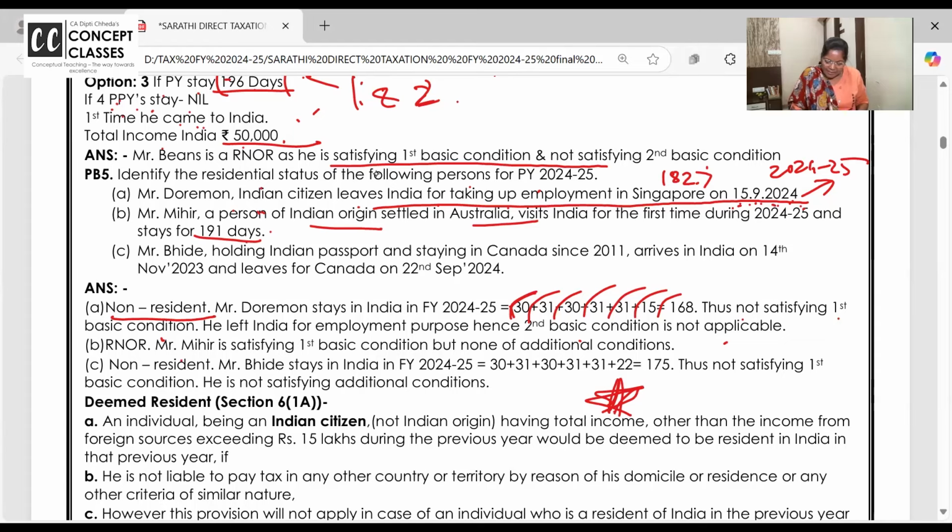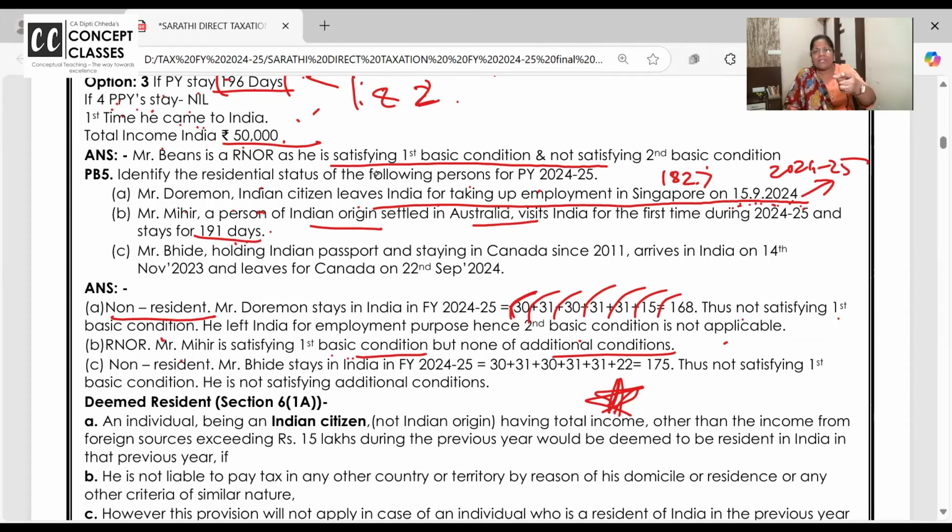Mihir is satisfying the first basic condition, so he is a resident. But none of the additional conditions. Ma'am, you haven't reached the additional conditions. Last 10 years, 2 years, he should be resident. Last 7 years, 730 days. Why am I not willing to check the additional conditions for Mihir?